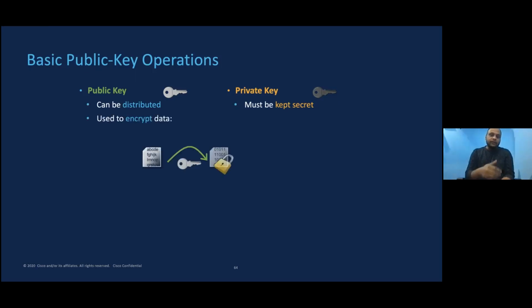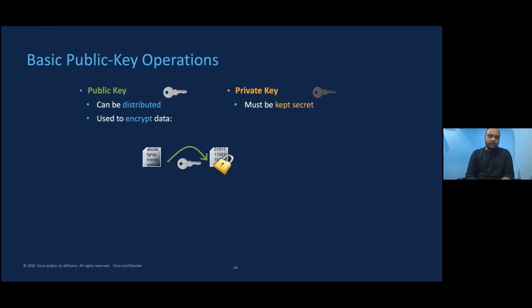So what happens during a public key operation? The public key is something which can be distributed. It is supposed to be distributed, but the private key is something that has to be always kept secret. The moment you compromise your private key, that means your system has been compromised. You have lost your identity, because now anything can be decrypted by using your private key. So anything which needs to be encrypted, the public key is being used to encrypt that information.